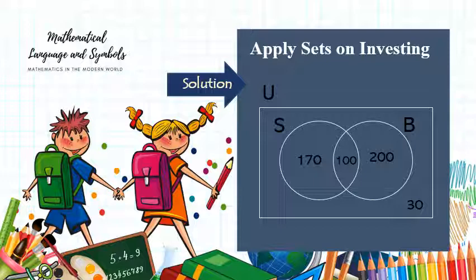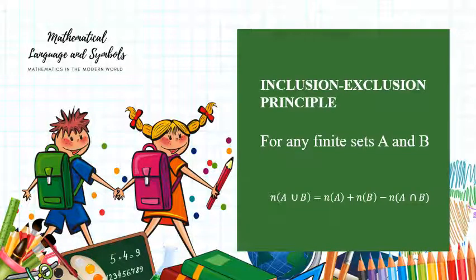The last part of this presentation is the inclusion-exclusion principle. For any finite sets A and B, n of A union B is equal to n of A plus n of B minus n of A intersection B.